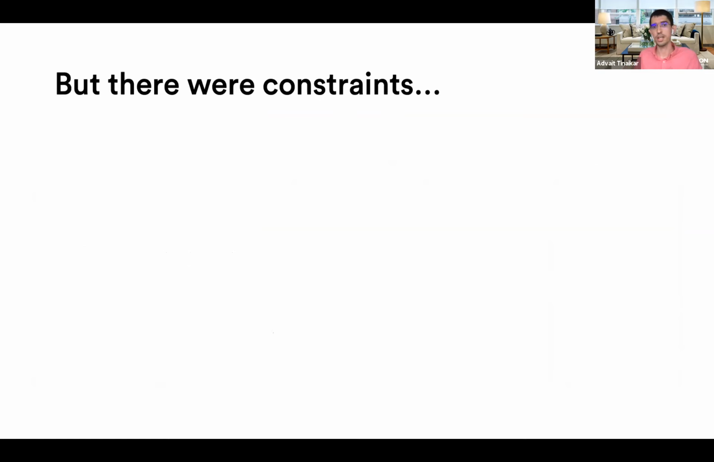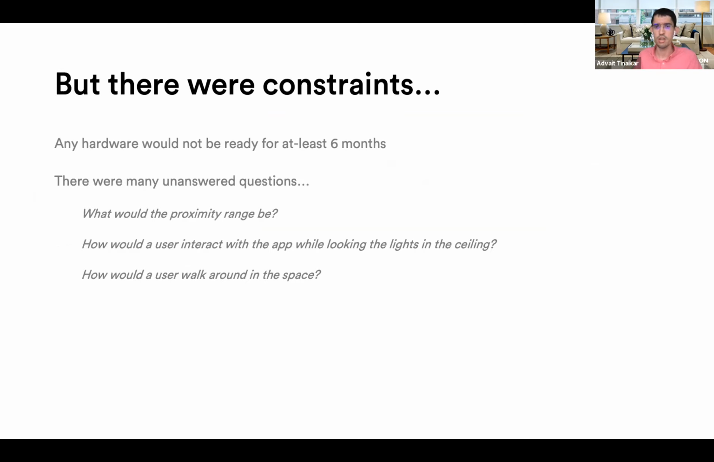But the problem is there were technical constraints. Any hardware, any smart lights, or any semblance of a smart light would not be ready for another 6 months, which led to a lot of unanswered questions, right? How far could the phone detect the lights? How would a user interact with the app? How would they walk around? Leading to these constraints actually defining our UX approach.